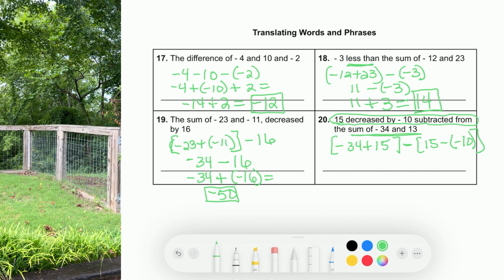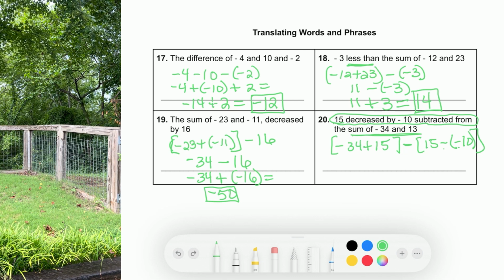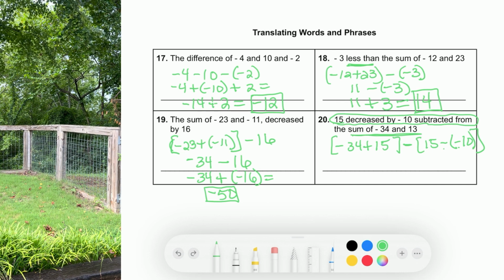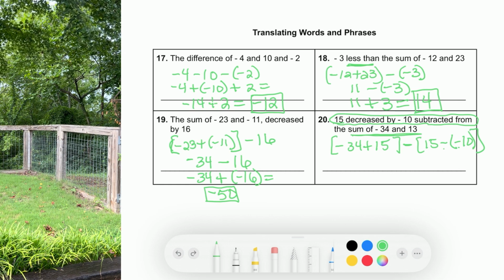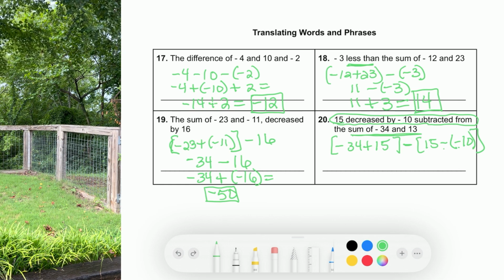So let's go through that again. We have 15 decreased by negative 10. So 15 minus negative 10. Subtracted from, that's this part right here, subtracted from the sum of negative 34 and 13. So don't be afraid to erase and start over. You notice that I started to write down the 15 first, and then I realized, nope, that's got to go at the end with that negative 10.